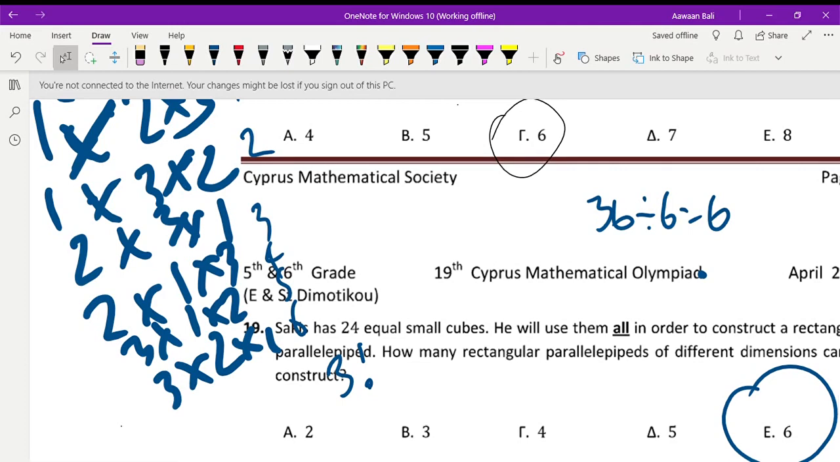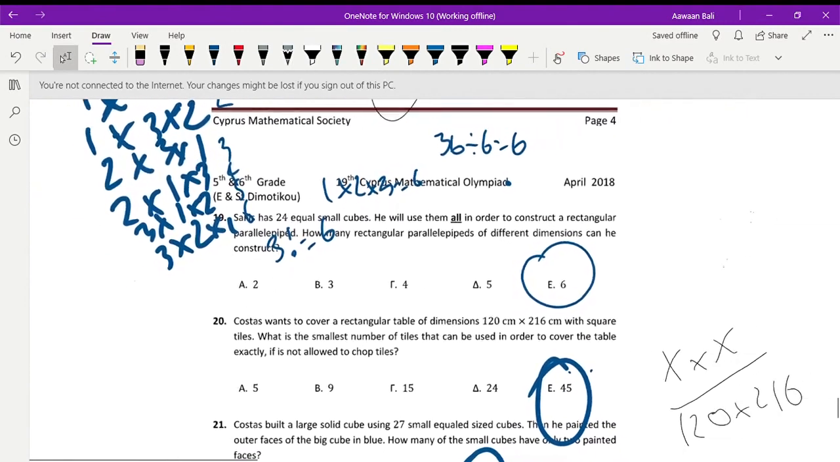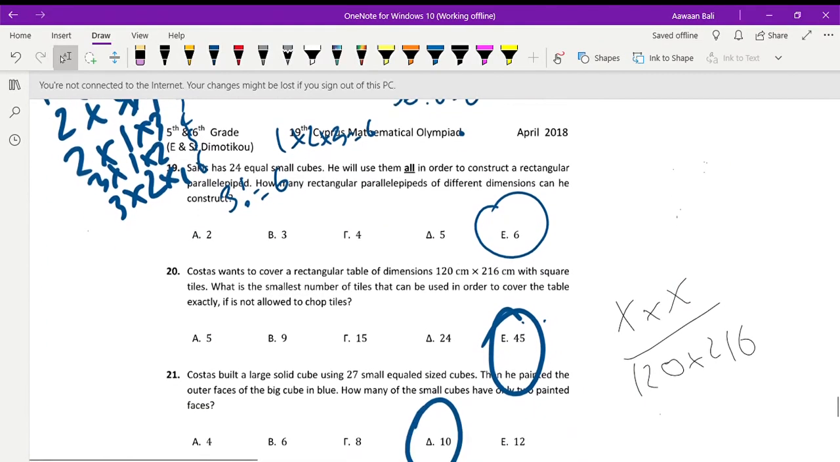And 3 factorial is 6, since 1 times 2 times 3 is 6, which means there's 6 ways for these parallelepipeds to be constructed, and therefore the answer is eta. Easy, right? Now question number 20, which is actually easier than you think.